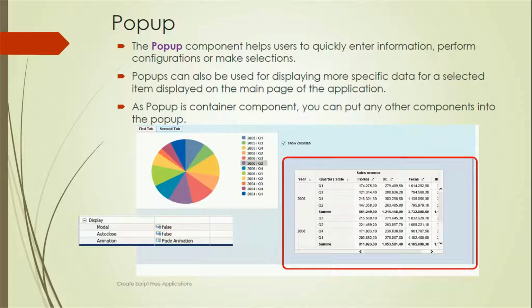Okay, coming to the pop-up, one more container component which helps users to quickly enter information, perform configuration, or make selections. A pop-up can also be used for displaying more specific data for a selected item on the main page. If you see, this is a one page report, first tab and second tab, and there is one checkbox where if you click on it, a new pop-up window opens where it will show the cross tab. So whatever data is graphically shown here, we can see in a tabular or cross tab format.